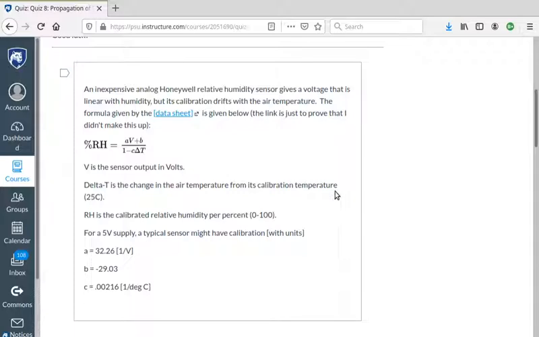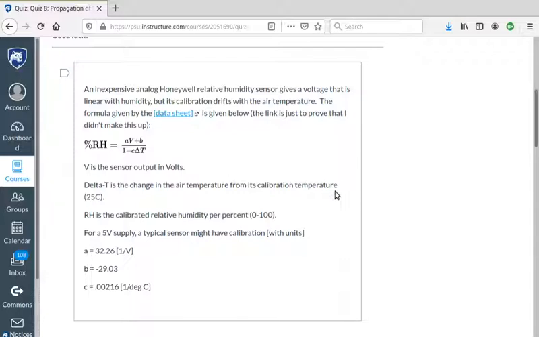So I just poked around on the internet, and it did not take me long to find an inexpensive Honeywell sensor that was not temperature compensated. You have to do it yourself. And when I simplify the raw information from the datasheet, if you're curious, you can click on the link, it's there. When I simplify the expressions that you get from that datasheet, I wind up with a calibration that looks like this equation here.